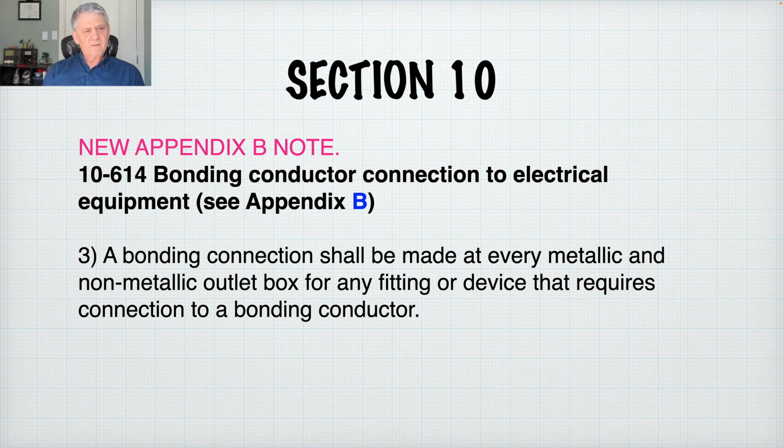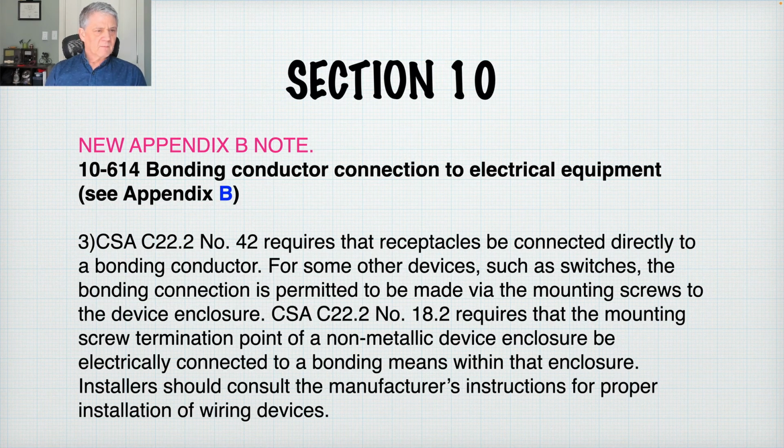So an Appendix B note, bonding conductor connection to electrical equipment. A bonding connection shall be made at every metallic and non-metallic outlet box for any fitting or device that requires connection to a bonding conductor. Here's the Appendix B note, and we'll talk about this once I read this.